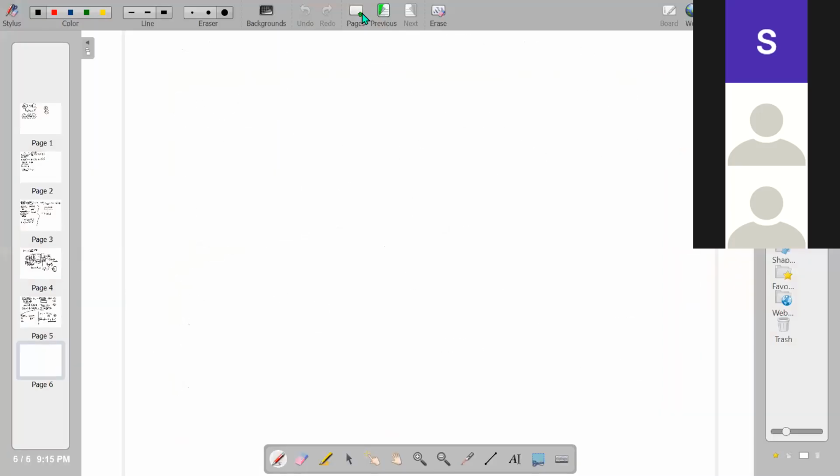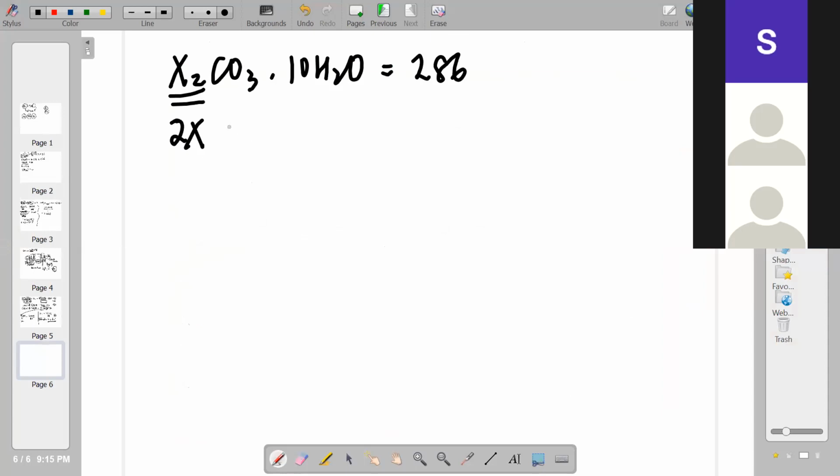X2... CO3 dot 10H2O. Okay, they told me the sum of this is actually 286. Find X. It's very simple. I got 2X here, so I change it to 2X. Carbon, what's my relative molecular mass? Anyone? Farid? 12. Okay, very good. Oxygen, what's my relative molecular mass?